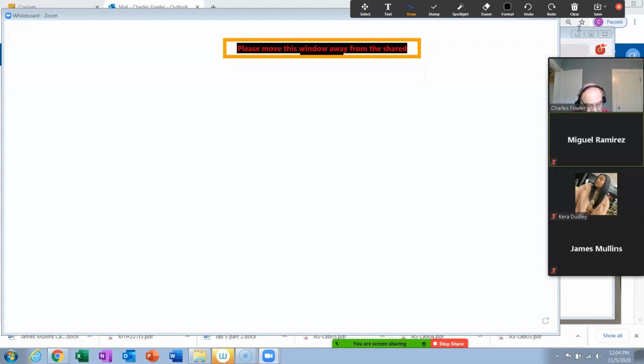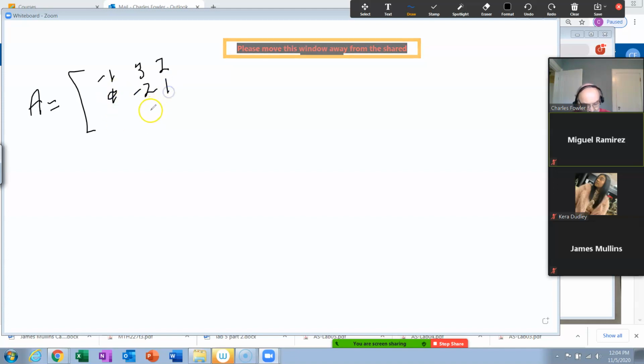Okay, so here's example 2. It says use the adjoint of A to find the inverse of A. Now, here is your matrix A. I wish I had left what I had up there. A was negative 1, 3, 2, 0, 2, 0, negative 2, 1, 1, 0, negative 2.